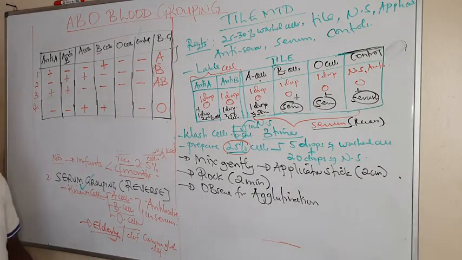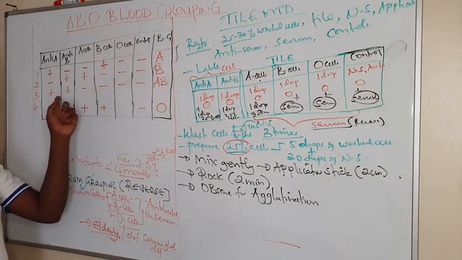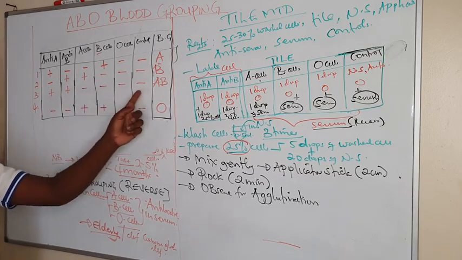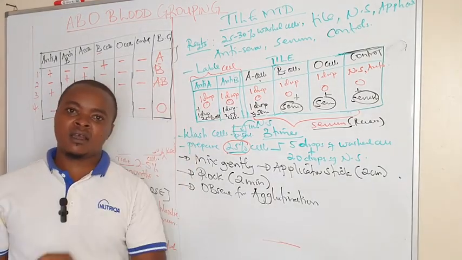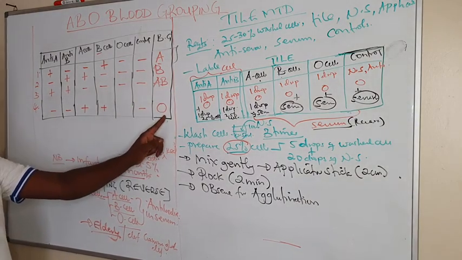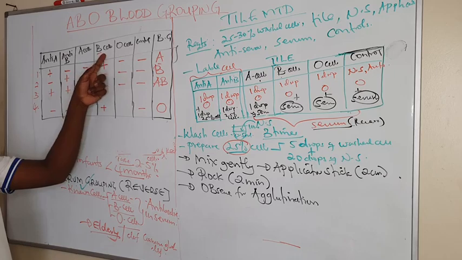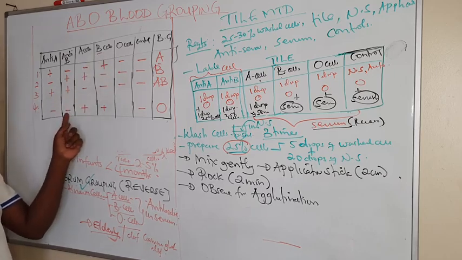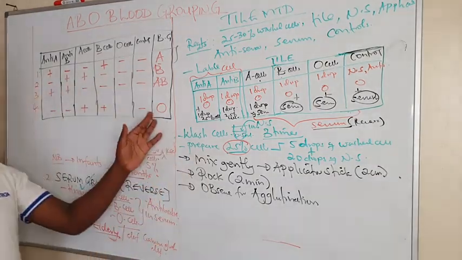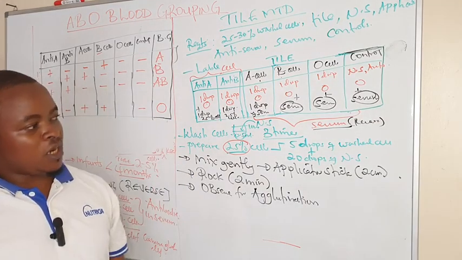So this is what we can see under the results. Under AB, we are seeing on the forward there are both reactions. But on the reverse, there is no reaction because the AB group lacks antibodies in the serum. That's why it becomes AB. Then with O blood group, we are seeing reaction on A cells and B cells with no reaction on anti-A and anti-B, because in the serum there are both antibodies A and B. So this is the report we can have after our grouping.